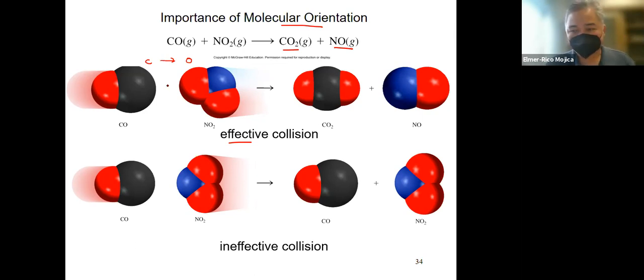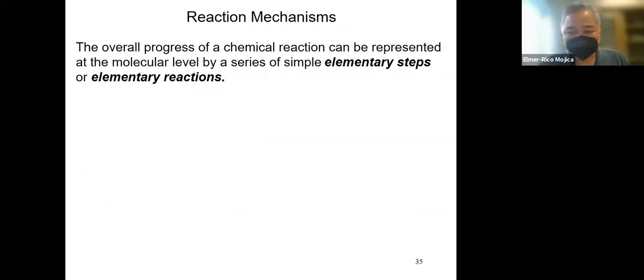Okay? So that's the importance that we have here, that for the reaction to push through, the effective collisions must be observed. Now we go to the topic of the so-called reaction mechanisms. When we talk about reaction mechanisms, this is where you're trying to look at the step-by-step reaction that happened during the reaction.